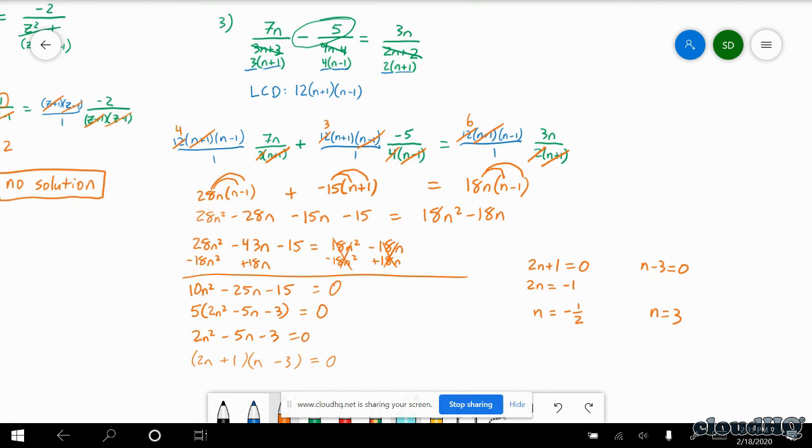To check to see if they work, I go back to the original problem. After I had them factored, take a look at those denominators. The only ones that had n in them were like n plus 1 and n minus 1. So the only asymptotes are -1 and +1. I can't have -1 or +1, but I didn't get -1 or +1. I got -1/2 and I got 3. So both of those work. We actually have 2 answers to this problem. And that concludes the notes.